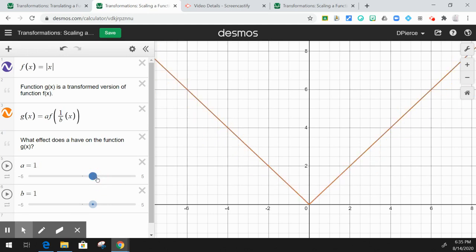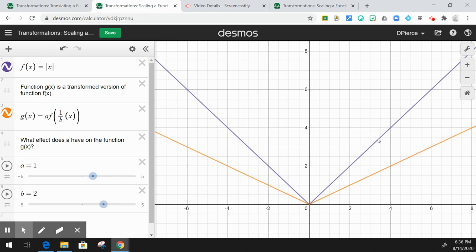So let's see what b does. You're dividing by b. You're taking 1 divided by b, or the reciprocal of it. So in the equation, you're going to see a fraction when b is bigger than 1. So let's move this to 2. So if b is 2, you actually are going to have 1/2 in your equation. But it's not a shrink, it's actually a stretch.